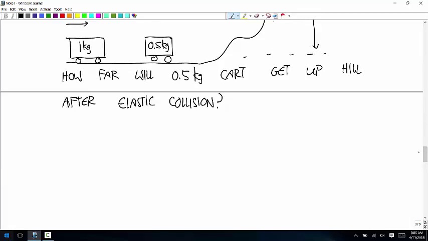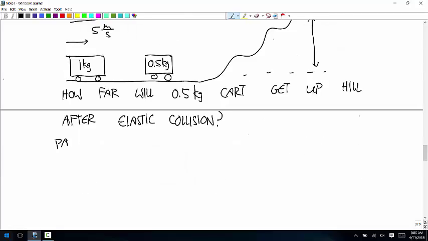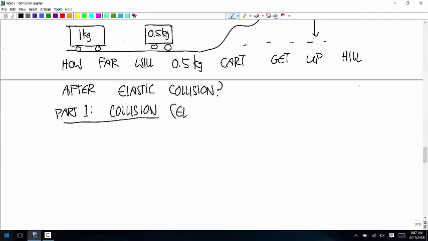Okay, so the way this works is there are two parts of this problem. There's a collision, and then after the collision, both of them have velocities, and then it's conservation of energy, just to take the starting velocity of this and figure out how high up this hill it goes before its velocity is zero. So part one is the collision, and that's an elastic collision.